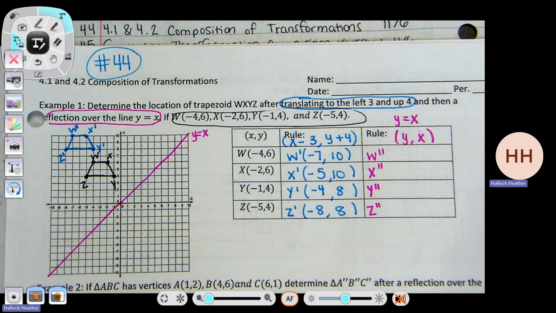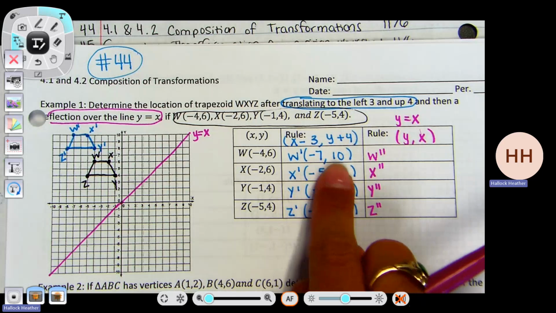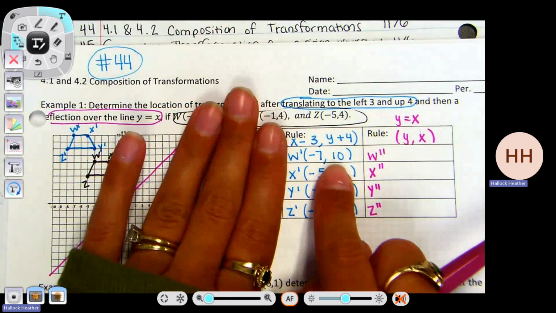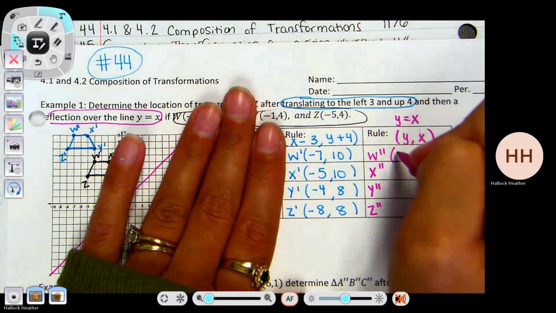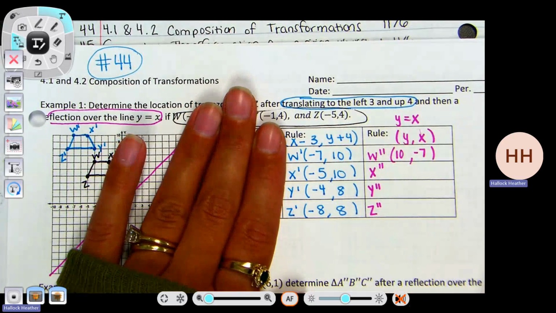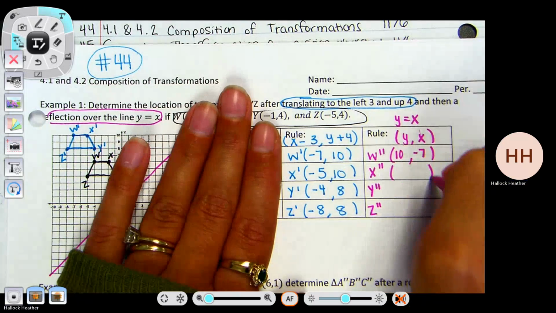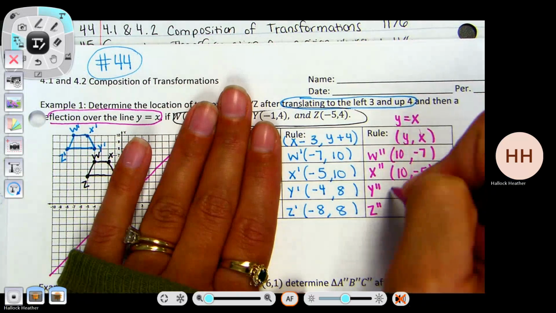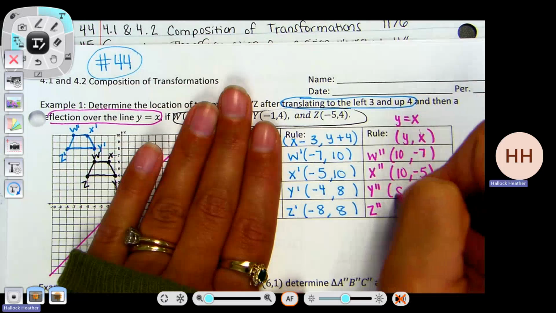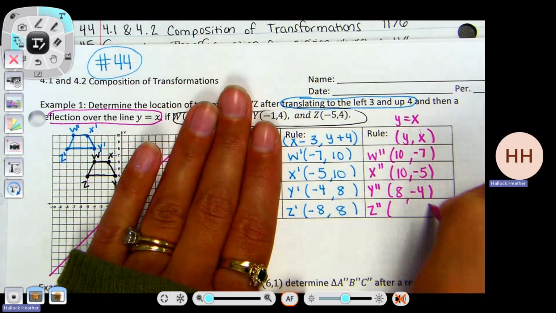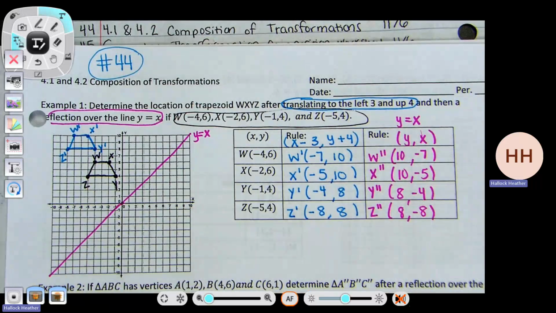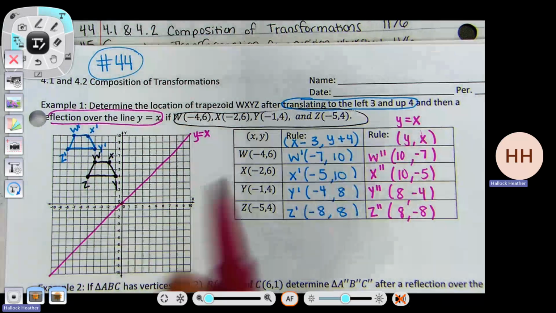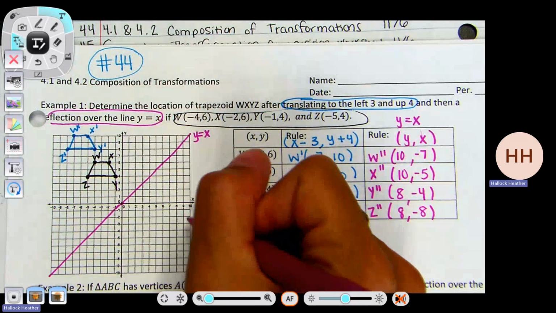Okay. So if W prime was (-7, 10), because you're not using the original, you're using the ones you just made, and I flip it, what's my coordinate going to be? (10, -7). What would X double prime be? (10, -5). Y double prime? (8, -4). And then last but not least, (8, -8). So we're going to plot these points, and you're going to see it's going to slightly turn on its side because you're not just reflecting over, it's going to turn. So (10, -7).